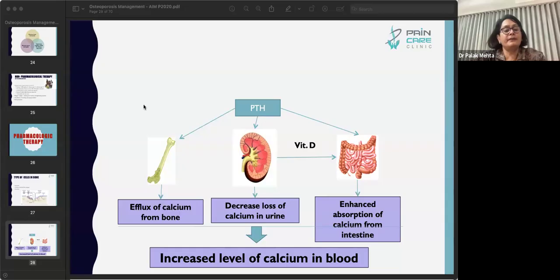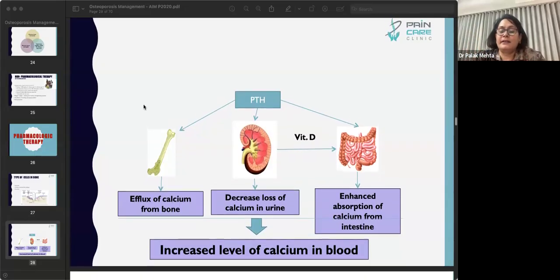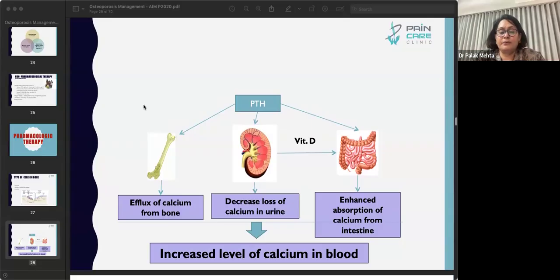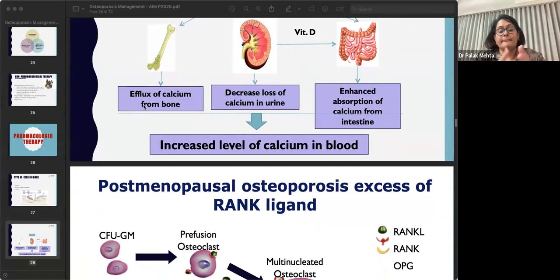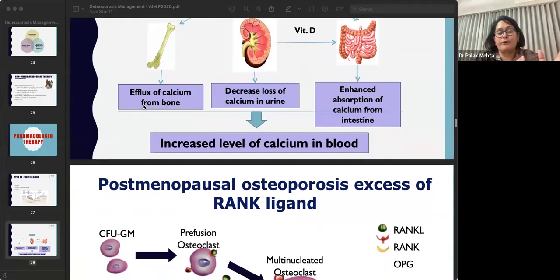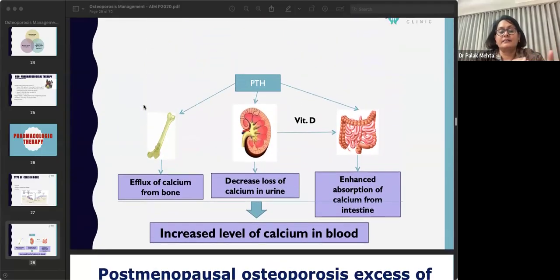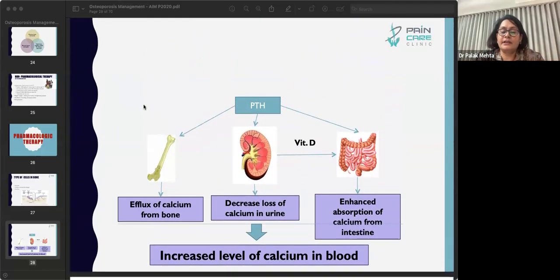Now that the serum calcium level is maintained, eventually it will reduce the efflux of calcium from the bony tissue. In that way, it maintains the level of calcium in the bone. But when excessive parathyroid hormone is secreted, it will increase bony resorption and osteoclastic activity, and eventually lead to an excessive level of calcium in the blood.